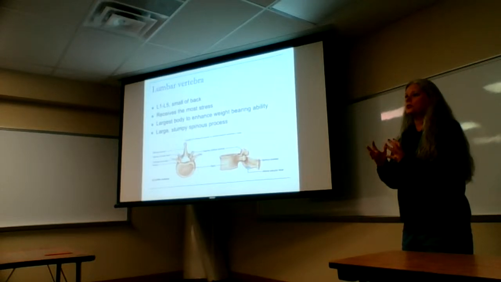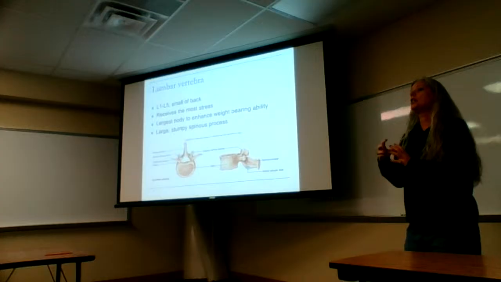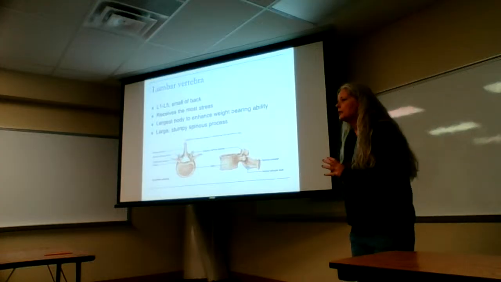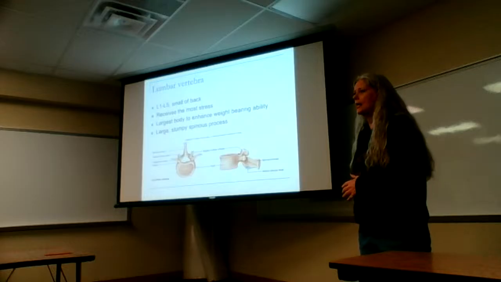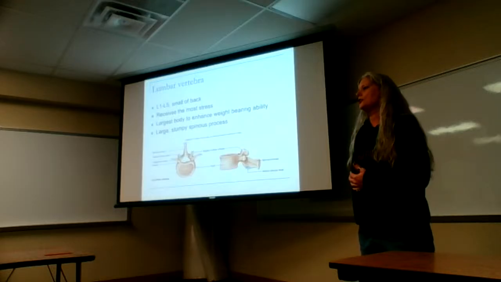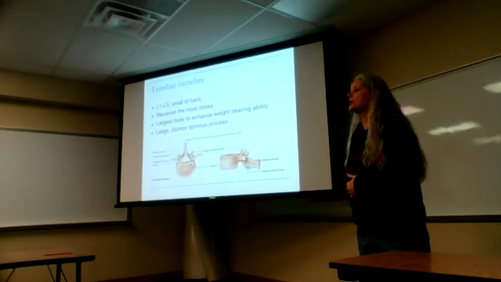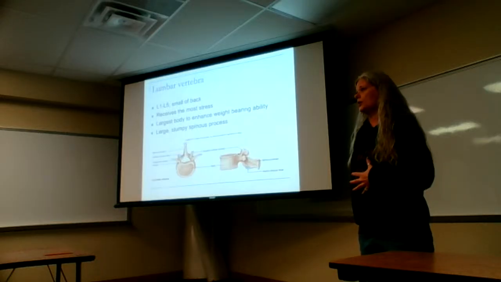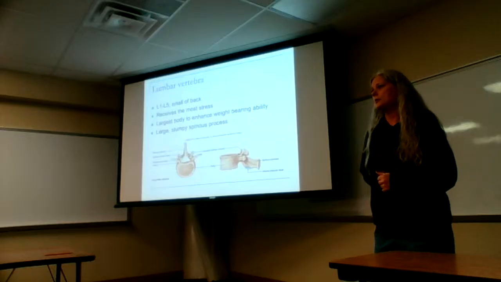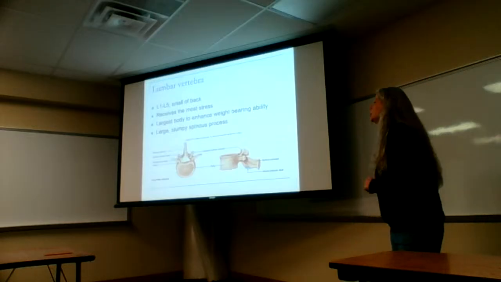And these stumpy processes give us more surface area to attach muscles to, because we've got back muscles that attach to them, ab muscles that attach to back muscles that attach to them. So if you've ever had exercise classes, it's usually abs and backs. You don't just do abs because you can't have abs without back. They work with each other because that's their anchor point, those lumbar vertebrae. So lots of muscle attachment for those guys. So we need space to attach to them.